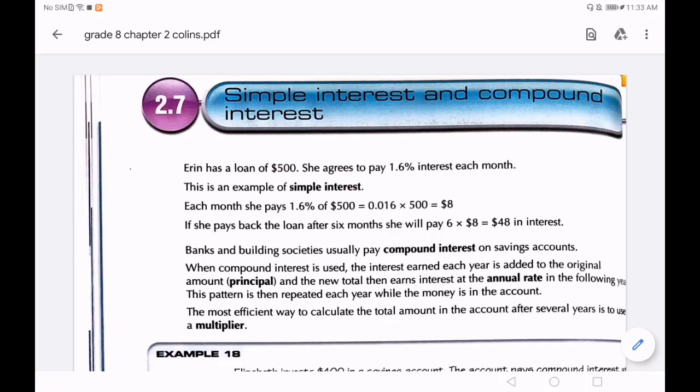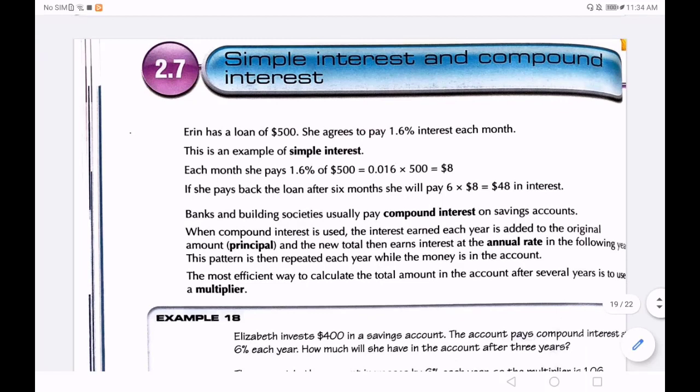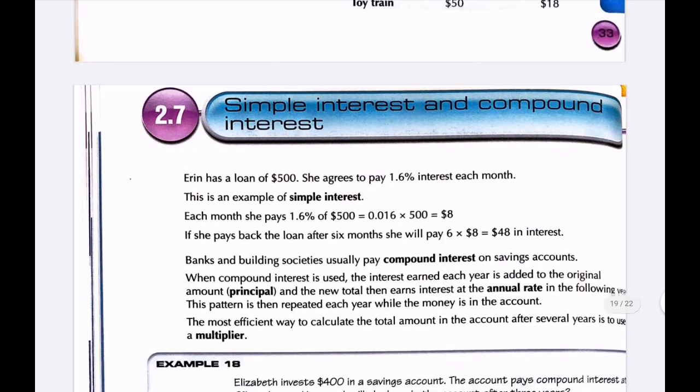The topic is about 2.6 Simple Interest and Compound Interest. Interest is like a profit. For example, if a person deposits $100 in a bank and after 1 year the bank gives him $110, it means that he got $10 as the interest.